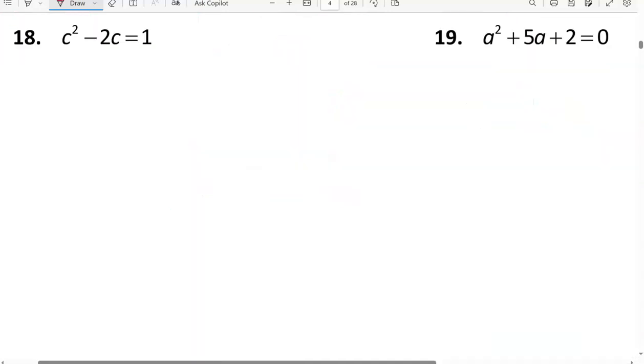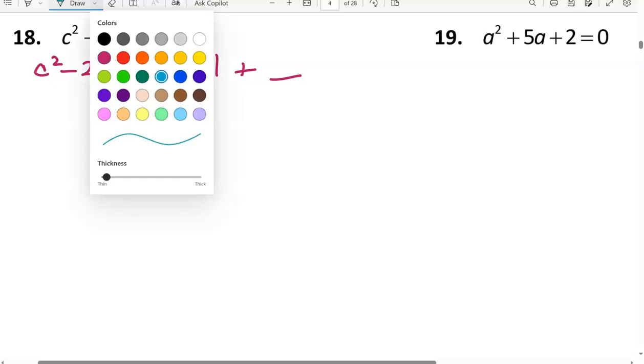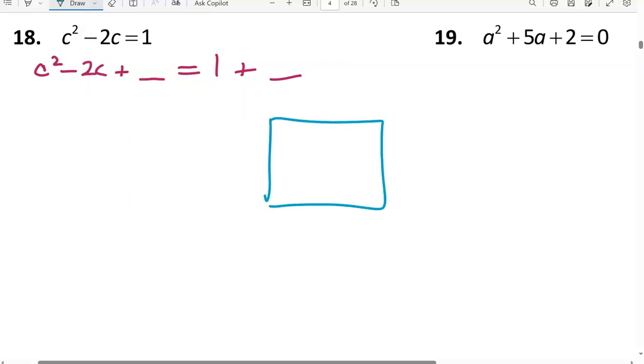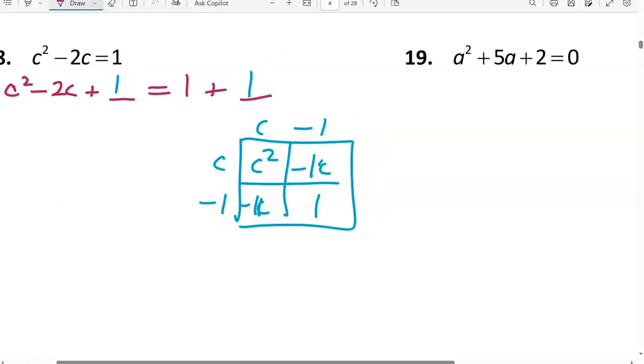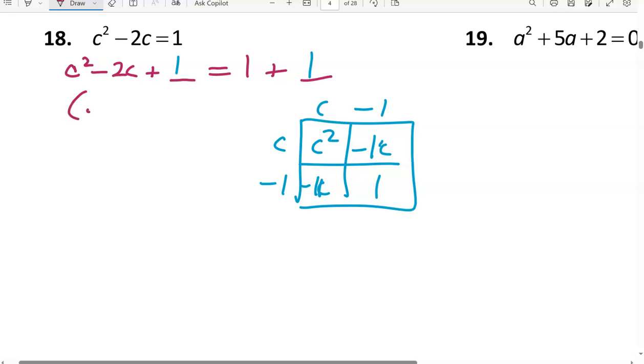Number 18, since c squared has a coefficient of 1, we don't need to adjust. All we need to do is add a plus blank to both sides. And now let's draw a picture for complete the square. C squared minus 1c minus 1c. This is factors of c minus 1, and positive 1 completes the square. And that's going to give us c minus 1 squared is equal to 2.